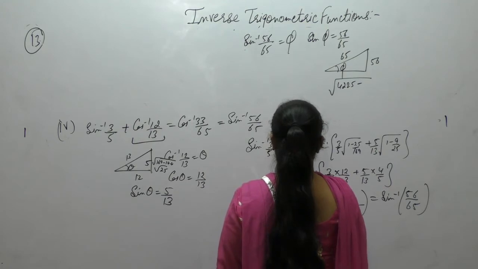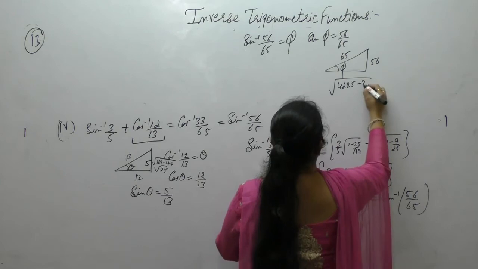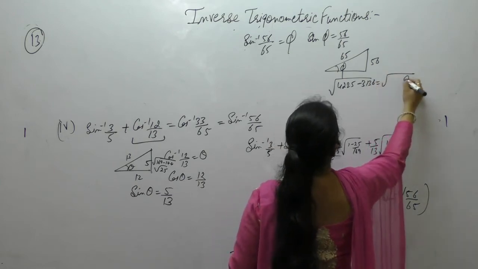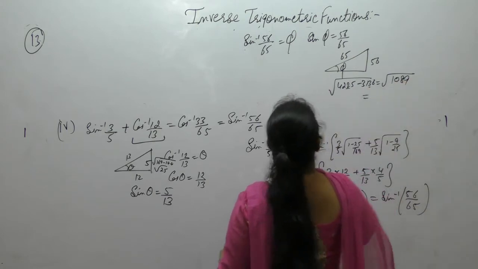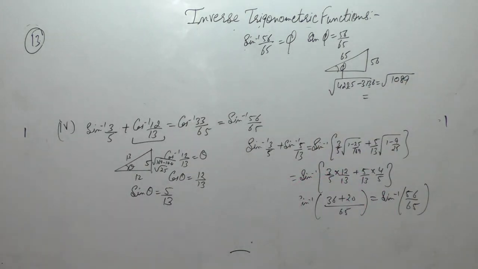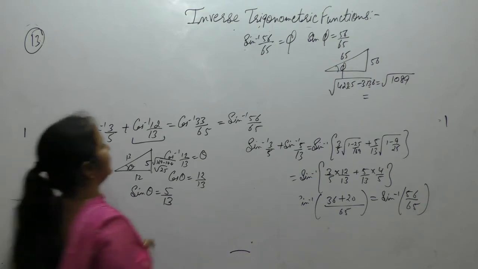4225 minus 56 square, which gives 1089. Square root of this is 33.